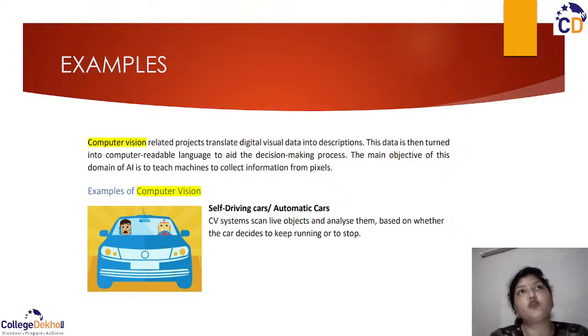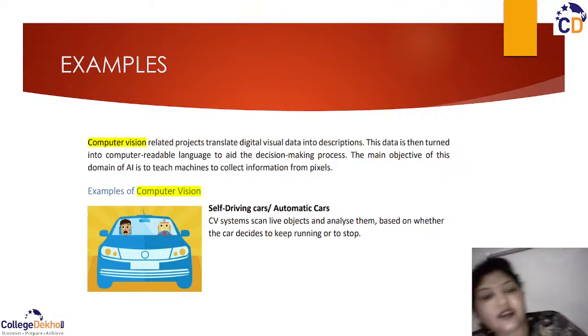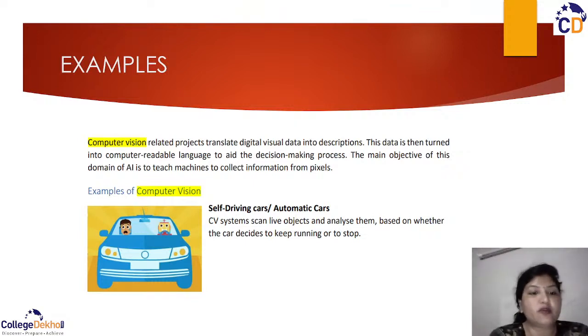Similarly, nowadays we have autopilot, as in an airplane, where the autopilot manages all the things. It predicts which object is coming in front, and as the plane moves in the sky, it scans the live objects surrounding that plane. So this is how it is implemented. It is one of the examples of computer vision.